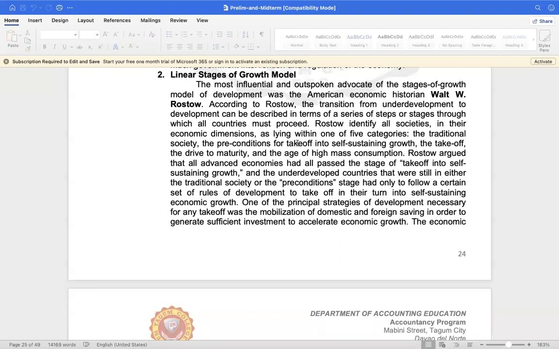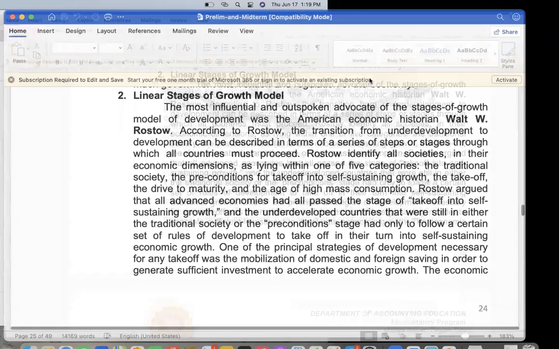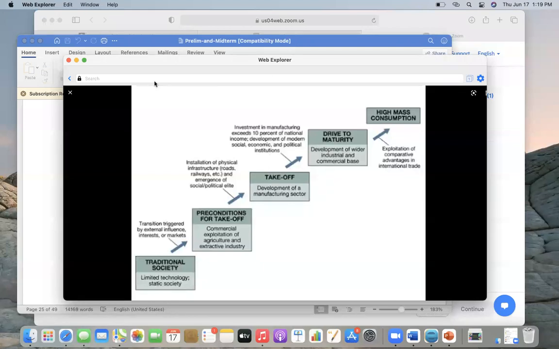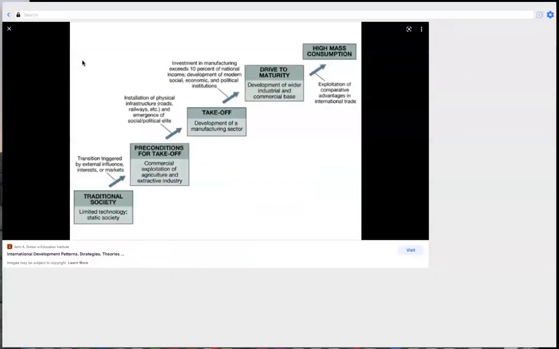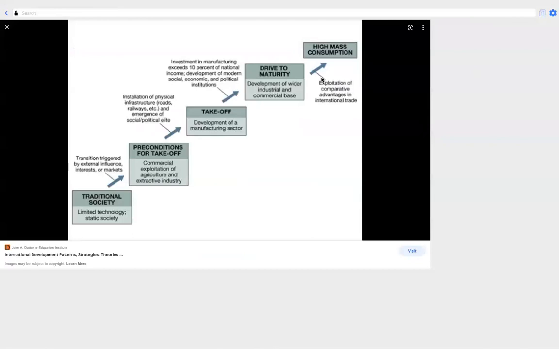Okay, so now let's discuss the linear stages of growth model. This is proposed by Walt W. Rostow. According to Rostow, the transition from underdevelopment to development can be described in terms of a series of steps or stages through which all countries must proceed. The model is not clear on the screen, but let's go on. These are the five stages of Rostow: the traditional society, the preconditions for take-off, the take-off, the drive to maturity, and high mass consumption. Since there is no sub-slide, you can just search this on Google.